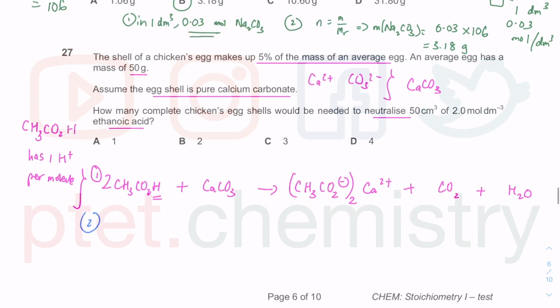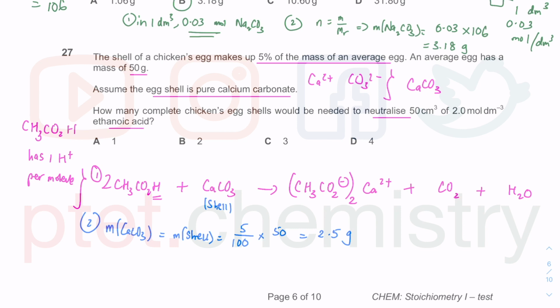Now the calcium carbonate comes from the shell, but the shell is only 5% of the mass of average egg. So the mass of calcium carbonate, the shell, which is going to be just 5%, which is 5 over 100 times your 50 gram. So 5 divided by 100 times 50 gram give you 2.5 gram. Out of 50 gram is the shell, it's the calcium carbonate.